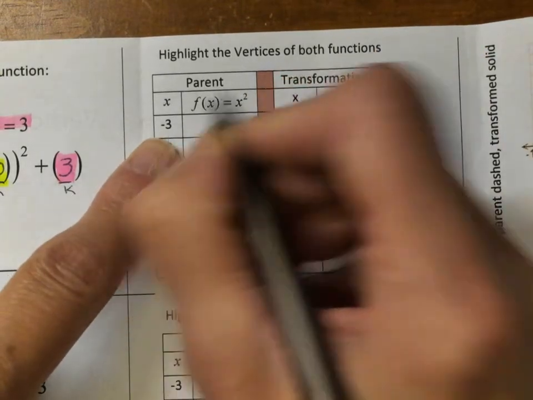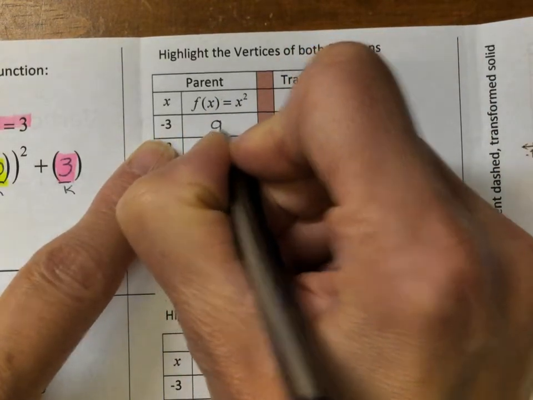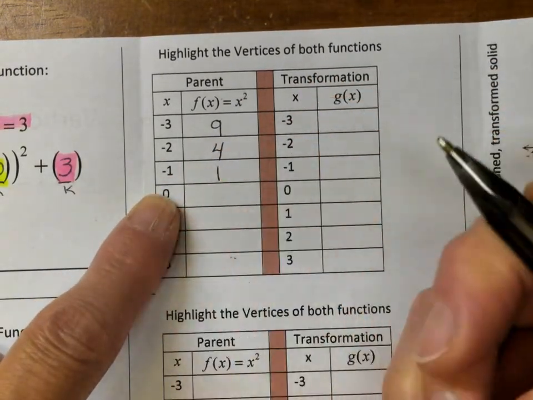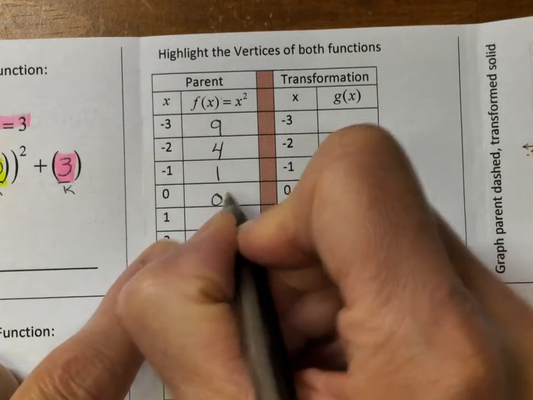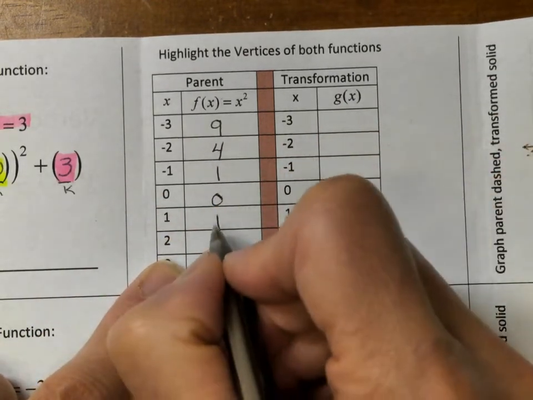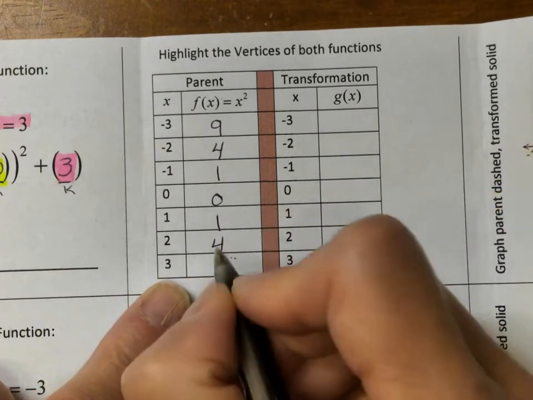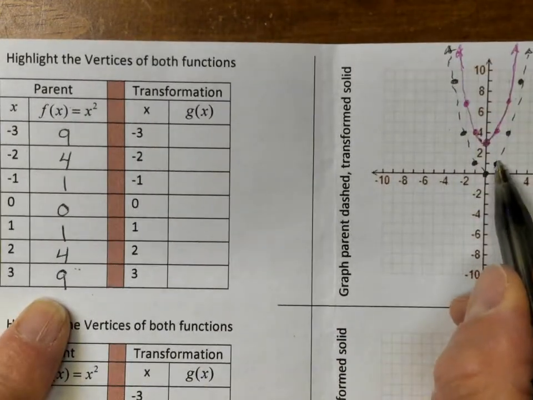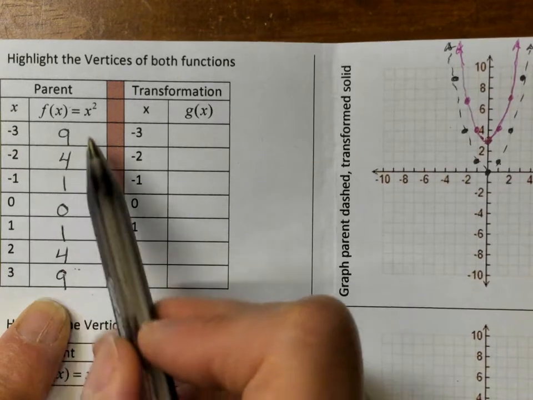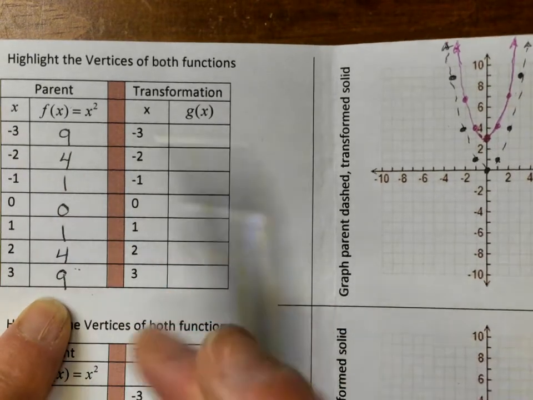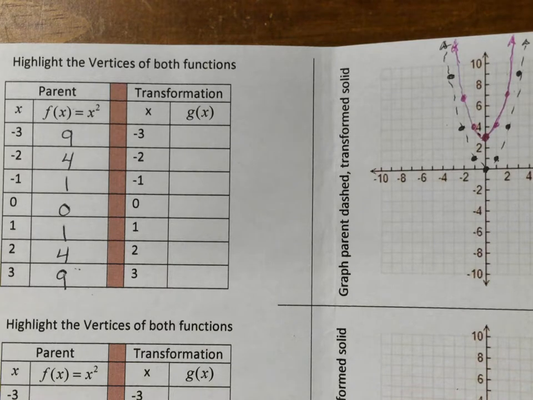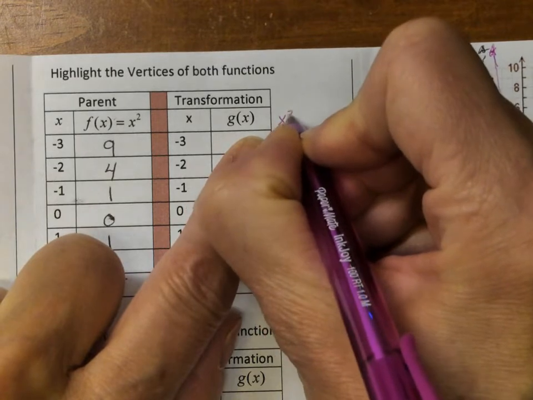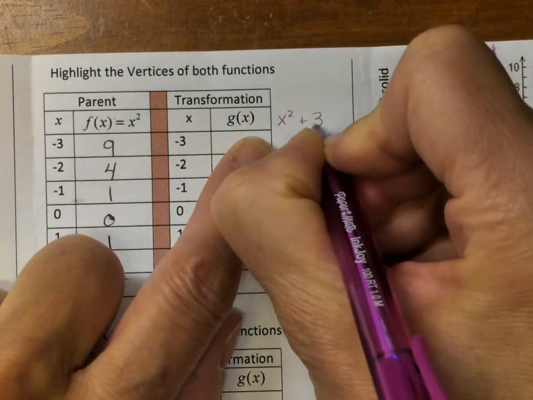So if I square this, -3 times -3 is 9. -2 squared is 4. -1 is 1. 0. 1 times 1 is 1. 2 times 2 is 4. And 3 times 3 is 9. And we could check those points, and we could see that these black dots are exactly -3, 9, -2, 4, and so on.